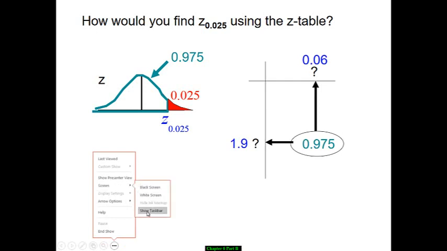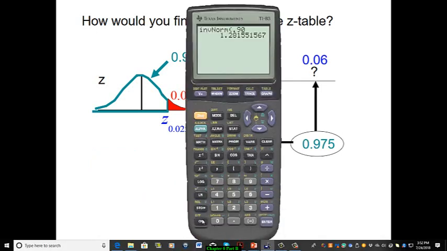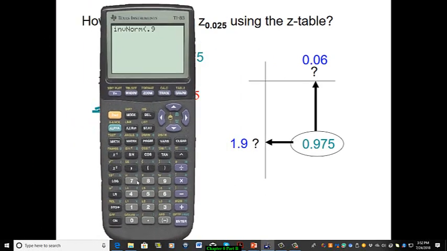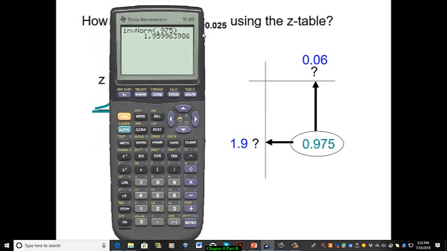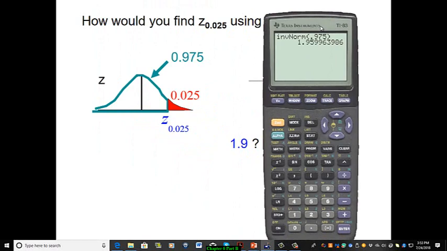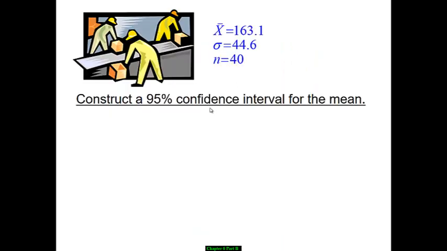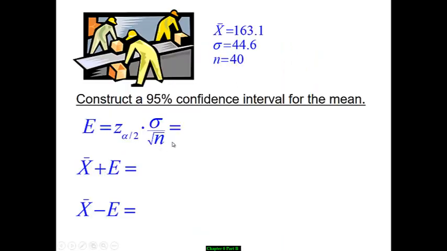You could also have gone this way. You could have gone to your calculator, turned it on, gone to second, inverse norm, and put in 0.975. Press enter and you get 1.96. So that's how you get your z-score.